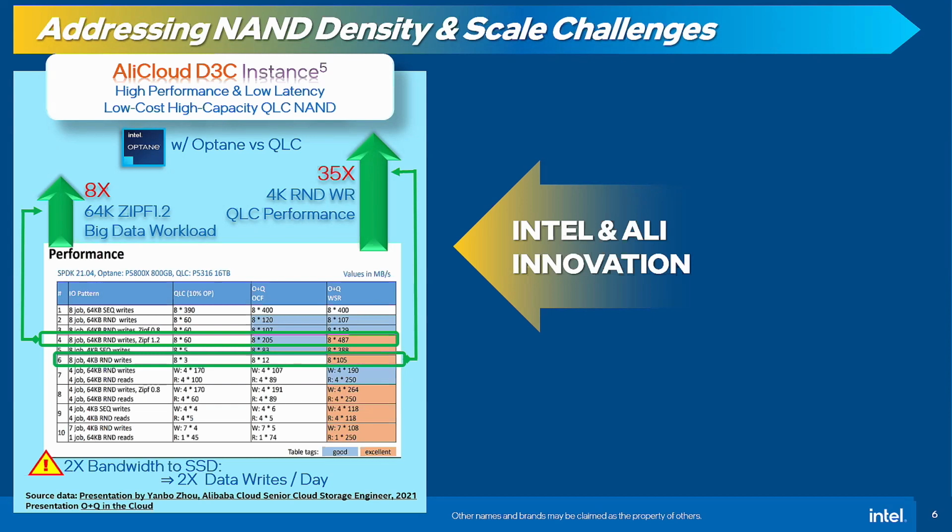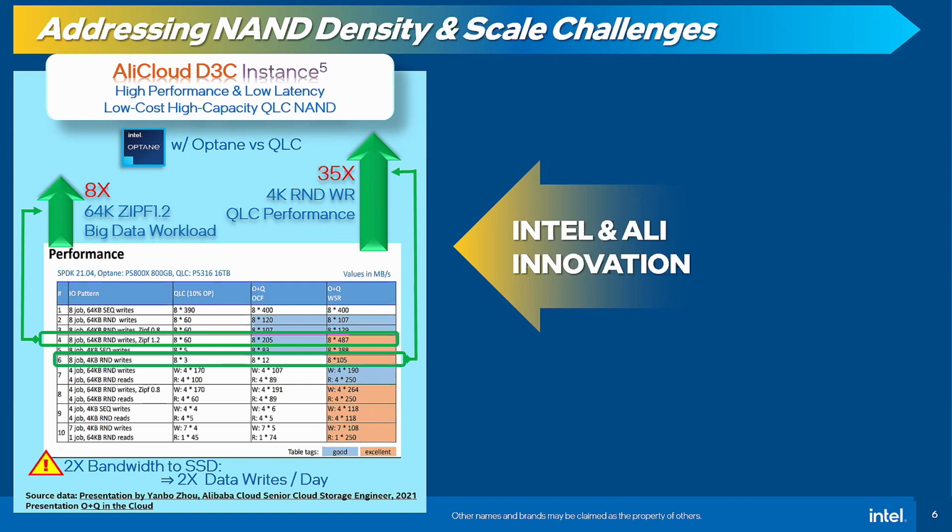One is that we were able to achieve an 8x improvement in overall system performance. So the big data workload itself sees an 8x improvement in performance when we implemented this software. And we were able to bring in Optane to help balance out the QLC technology.